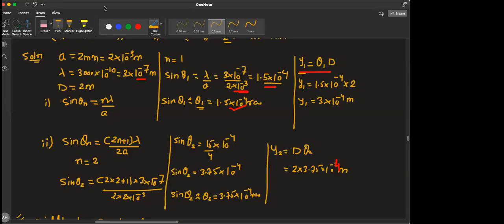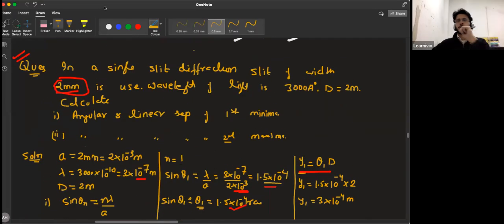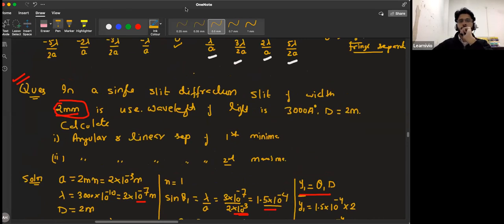Start writing your answers in the chat room. Huh? Will you stop sharing? Sorry, the question is not visible. Okay. Answers.